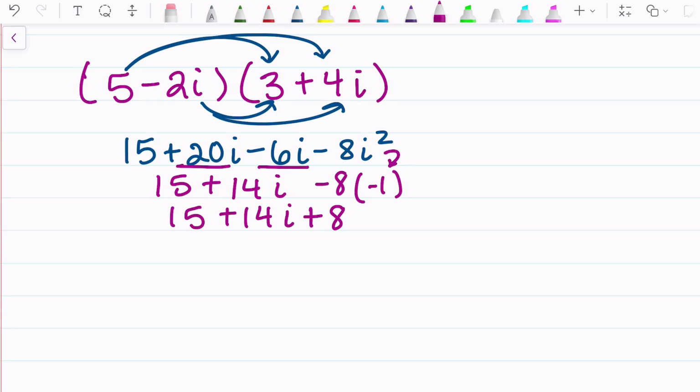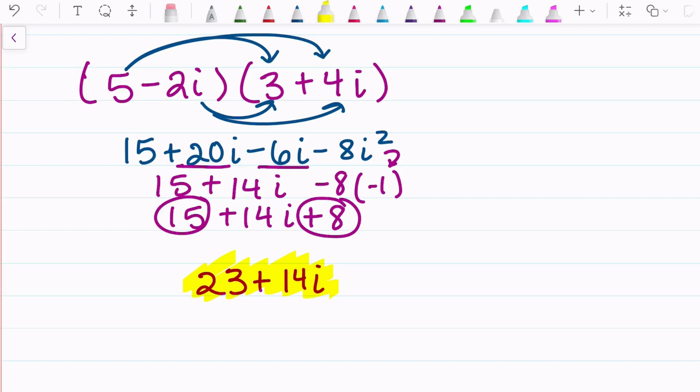Drop everything else back down. And then I can combine my constants to be 23. And then I just tack on the 14i at the end. And my final answer is 23 plus 14i.